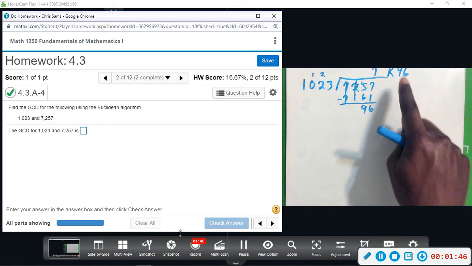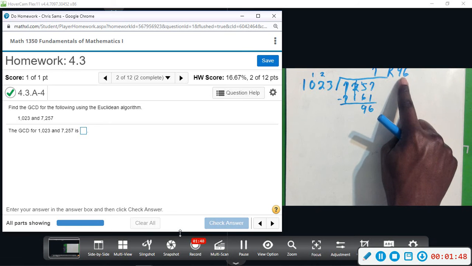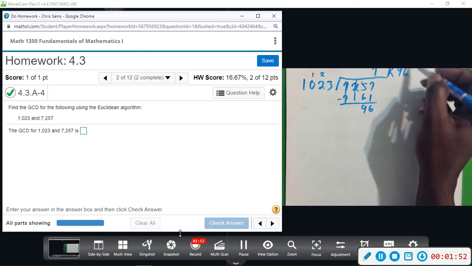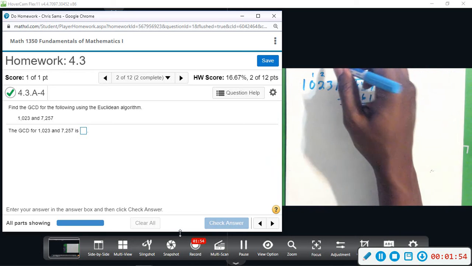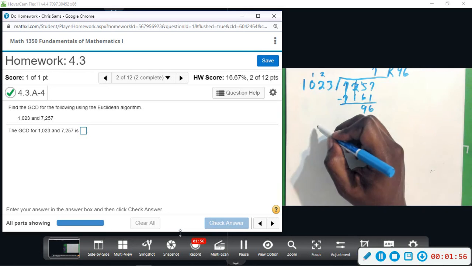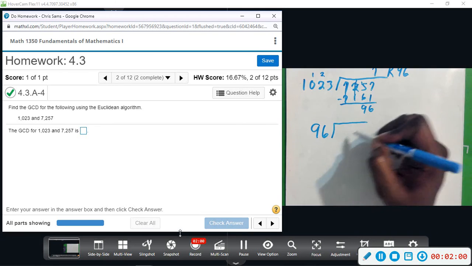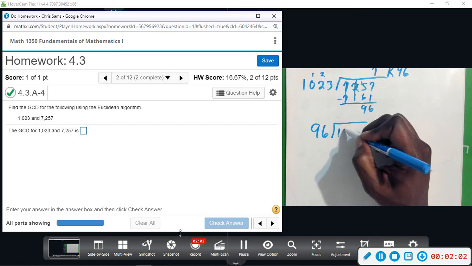Okay. So now since we have a remainder, we're going to interchange. Remainder goes outside. This goes inside. It's kind of like a role swap. This is coming out. This is now going in. So we're going to have 96 on the outside divided into 1023.